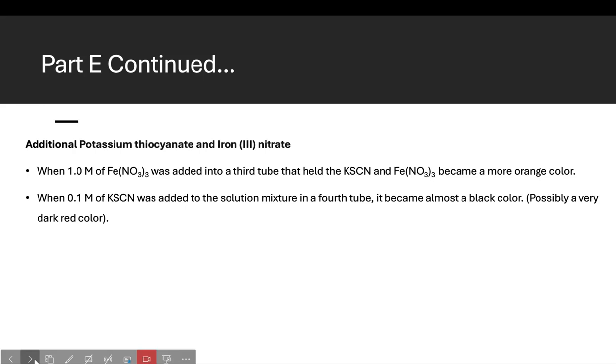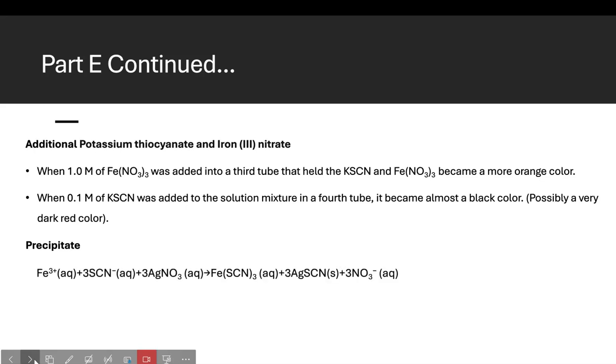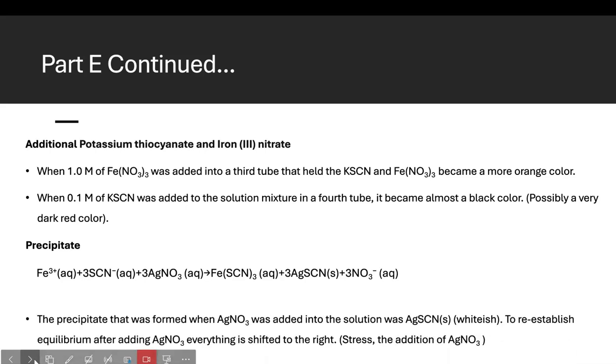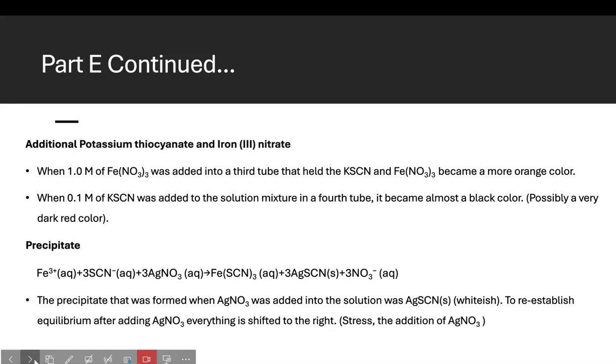That is stated here. The other aspect of this experiment was the precipitate, based off of the equation stated right here on the screen. The precipitate that formed based off of this equation was the AgSCN. We know this because it was the solid. When this was produced, it was a whitish color. And because a precipitate formed, to reestablish equilibrium, everything would have to shift to the right because the stress is the addition of the AgNO3, which would thus produce the precipitate AgSCN.